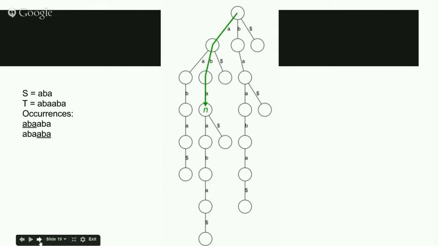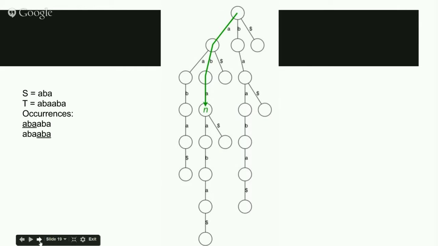And so the way to figure this out is you start at the root node. You look for the character A. You check the next character in the substring, which is B. You look for outgoing edge B, you find it, you go down it. And then A. You find it, you go down it. And now you're at the end of your substring.